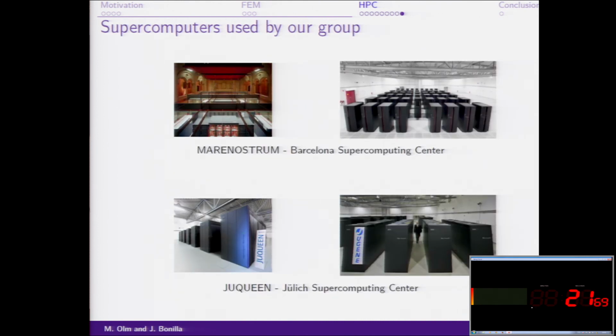These are the current supercomputers we use in our group. The first one is MareNostrum, located in Barcelona. And the second one is the JUWELS supercomputer, located in Germany. It's the most powerful supercomputer in Europe.